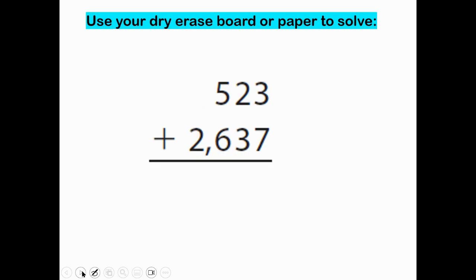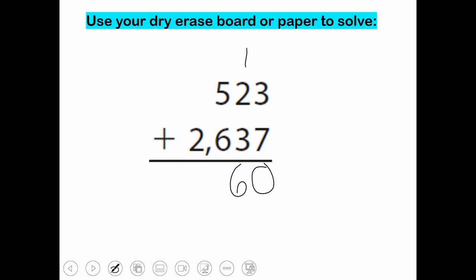Let's try another one. Again, use your dry erase board or paper to solve it with me. 3 plus 7 is 10. Cannot put my 10 in the place value because I can only put one digit. So I'm going to put a 0, carry my 1 to the top. 1 plus 2 plus 3 is 6. 5 plus 6 is 11. So I'm going to put my 1 here, carry my 1 to the top. Okay, I know there's not a number there, but you're still going to carry it to the top. 1 plus 2 is 3. So my answer is 3,160.